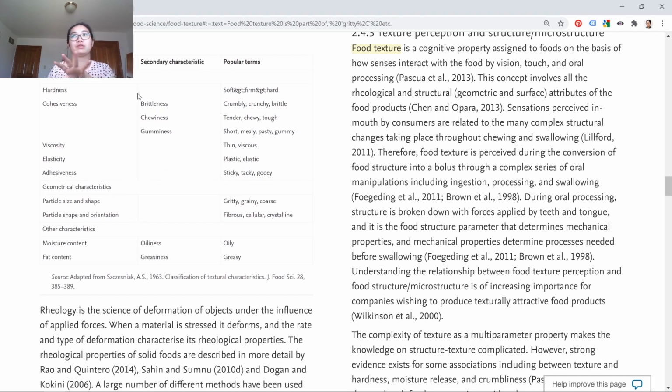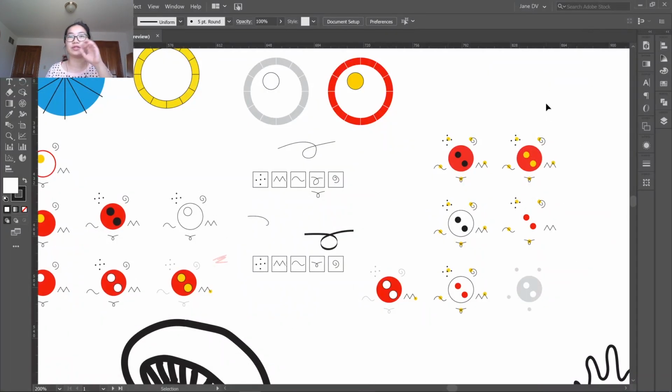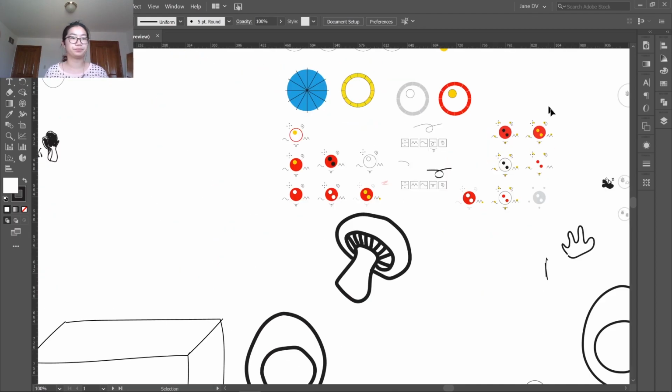This was a really good start for me, once I had this idea of how to understand textures and how to categorize them. So that's something I had to add to this. I'm going to move on to another section here.